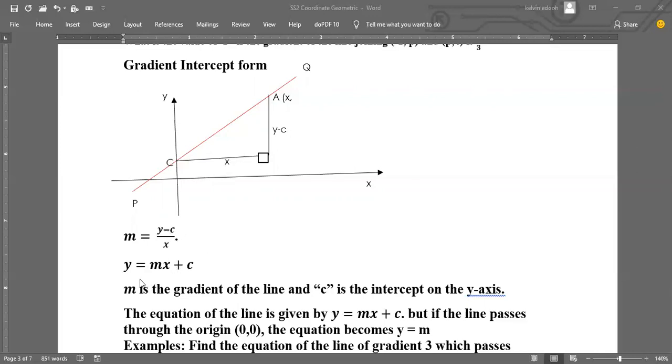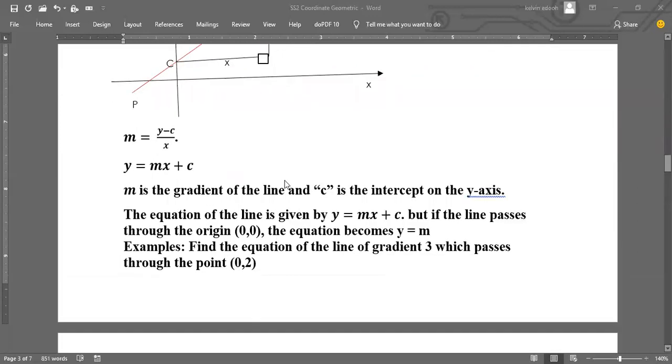If we cross multiply, we'll have y equals mx plus c. This is the equation of a straight line, where c is the intercept and m is the gradient. You get the point? But if the line passes through the origin, what happens? At the origin, x and y are what? That means there's no intercept. So the equation of a straight line will just be y equals mx.